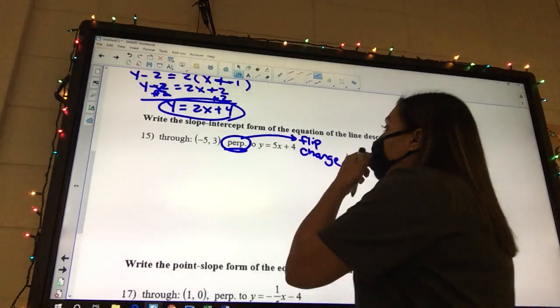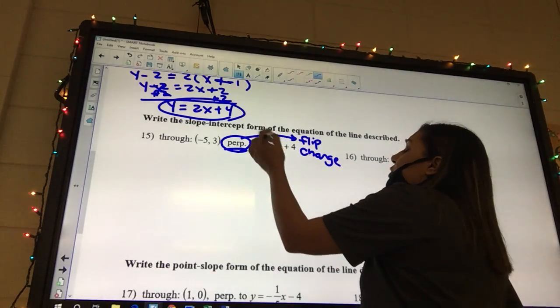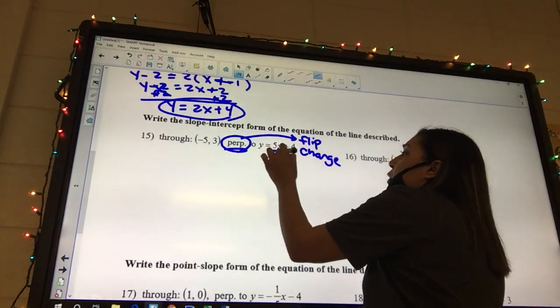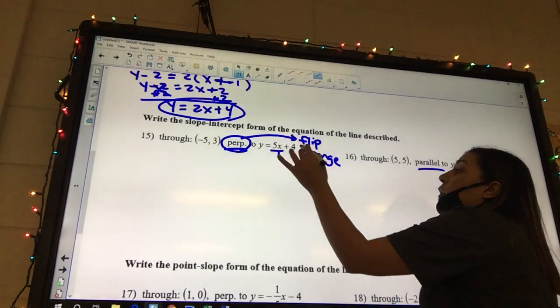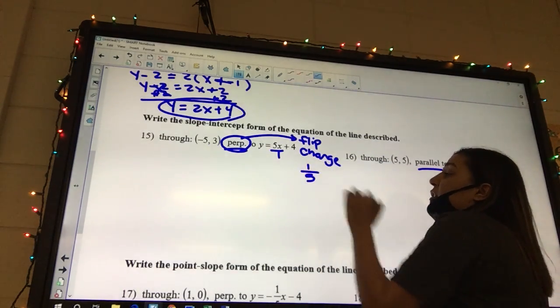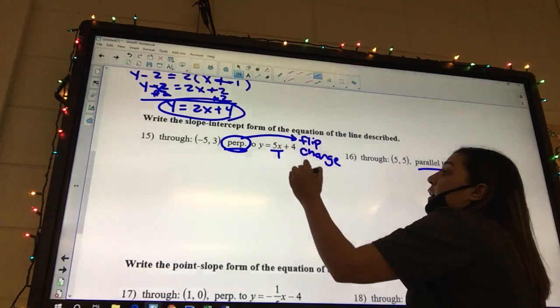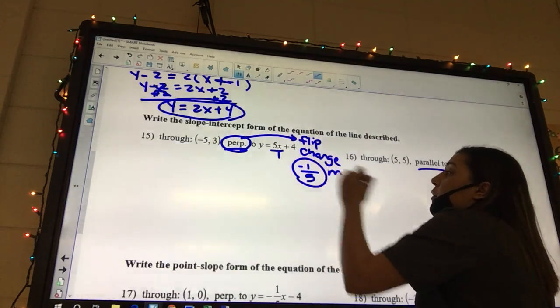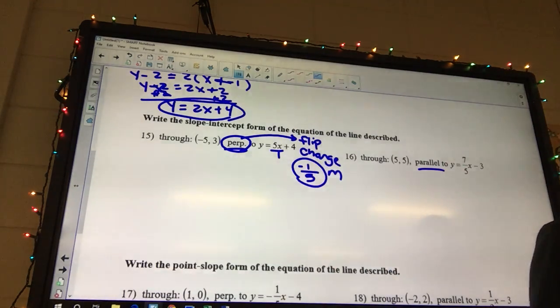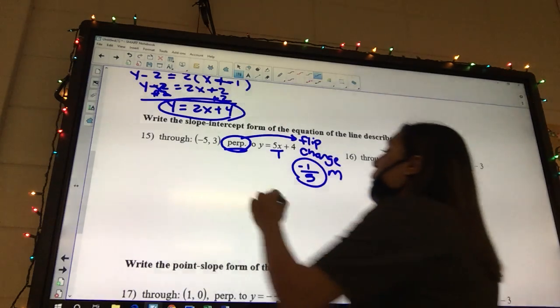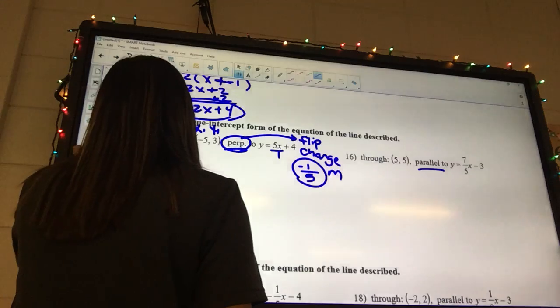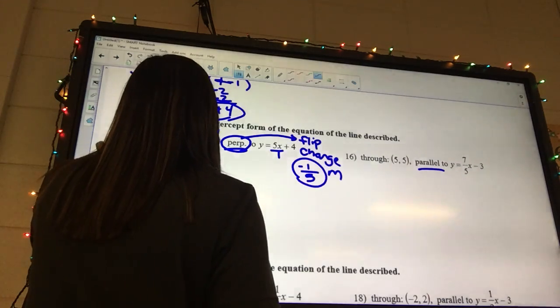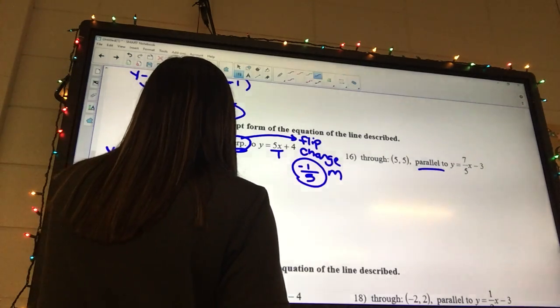Okay, so we need to flip and change the slope. So this is really 5 over 1. What happens when you flip it? It becomes 1 over 5. And we need to change the sign. So it becomes a negative. Yeah, so our slope is negative 1 over 5. That's our m. Okay, and so we have a point and we have a slope. So we're going to use point slope. Okay, so you got y minus y1 equals m times x minus x1.